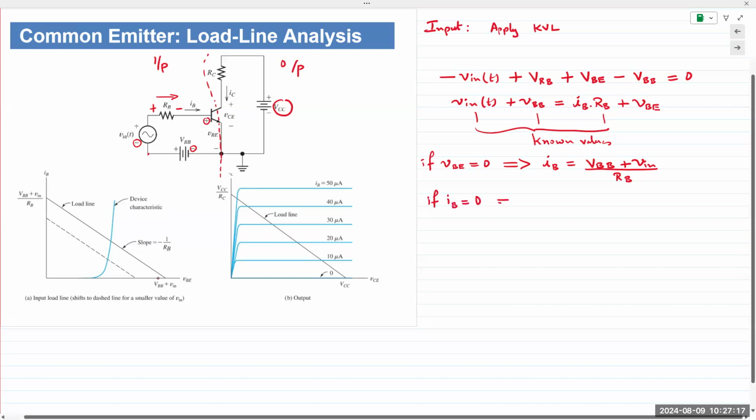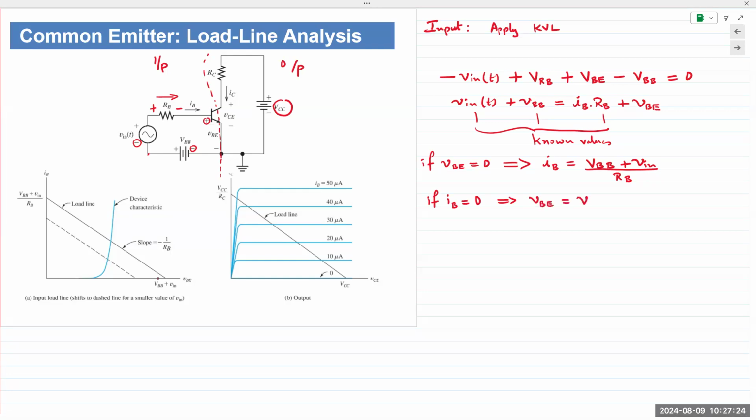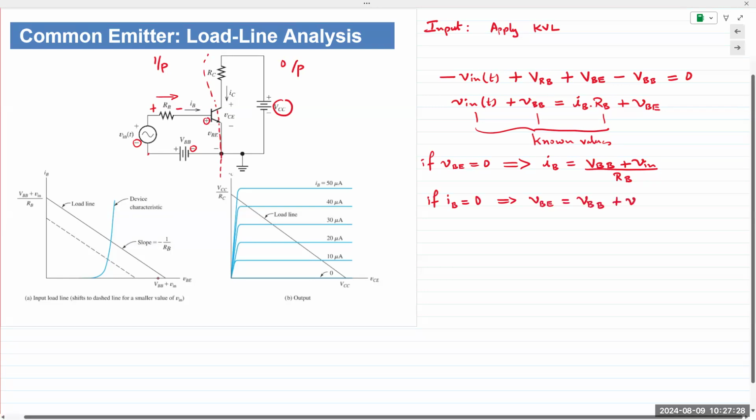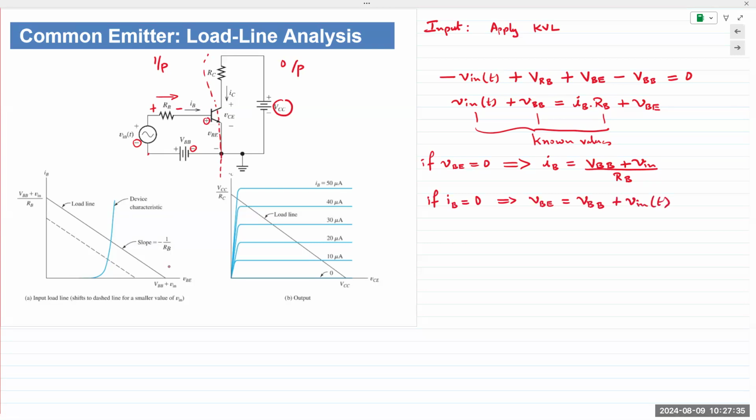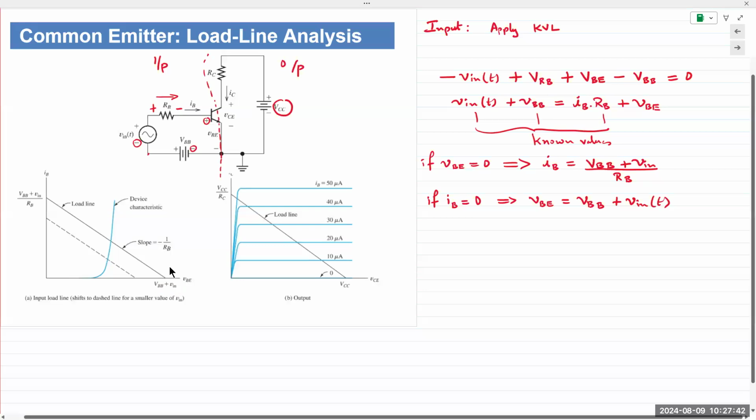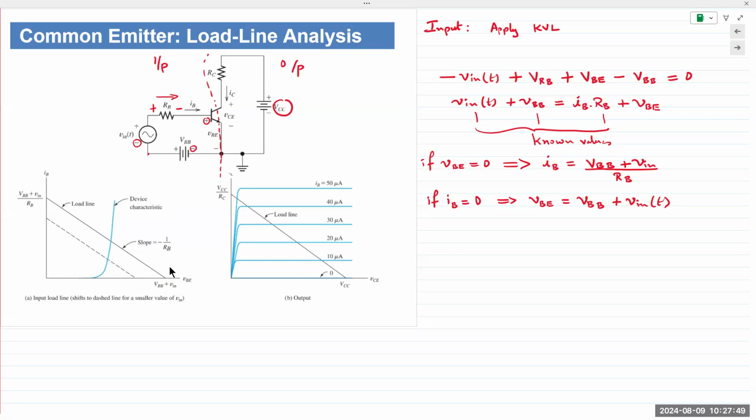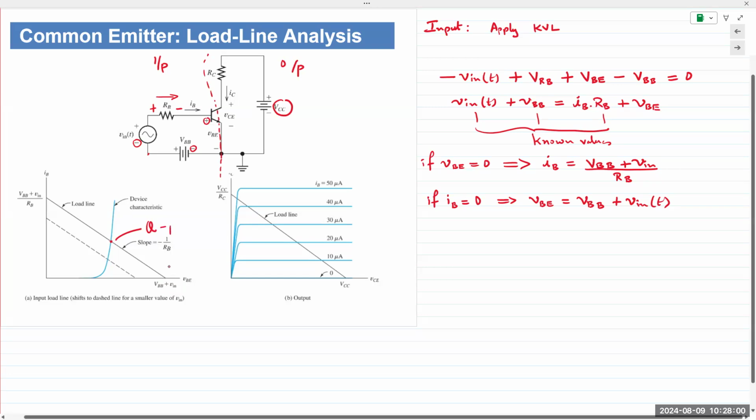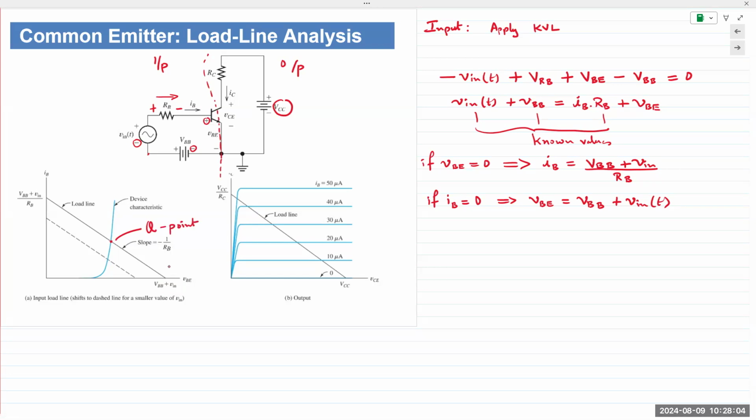Okay. The same thing happens when you have IB equals 0, and then your VBE is equal to the input voltages, VBB plus Vin of t, which is right here. Take those 2 points, join them together, and you obtain the load line. And the intersection point of the load line gives you the operating point right here. The intersection point is the operating point or the Q point, the quiescent point of the amplifier.